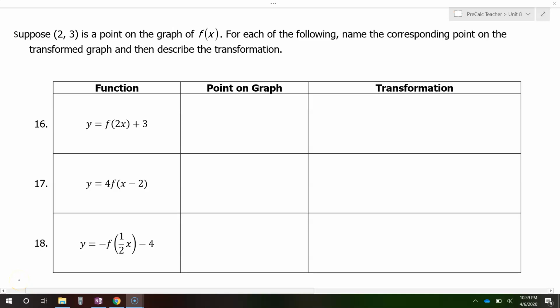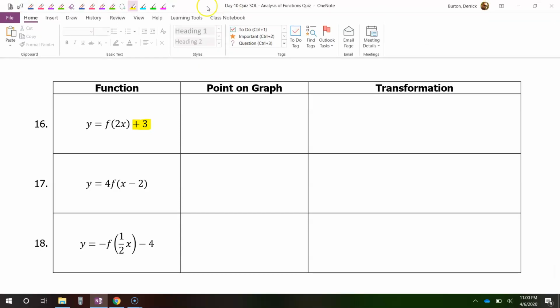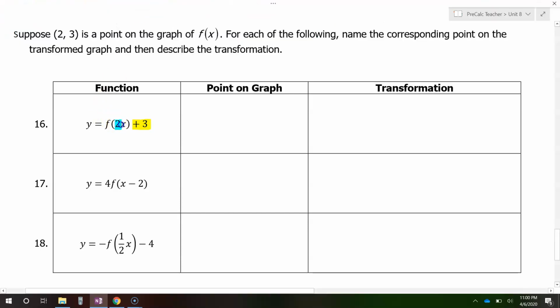In this video, I will show you how to perform a variety of transformations on a single point, the point 2, 3. So let's start with this function. We have f of 2x plus 3. So compared with the original function f of x, I see two transformations that are happening. That means we have to decide which transformations are happening to the y values and which are happening to the x values.